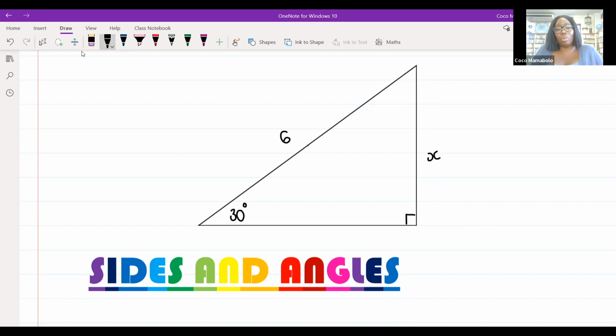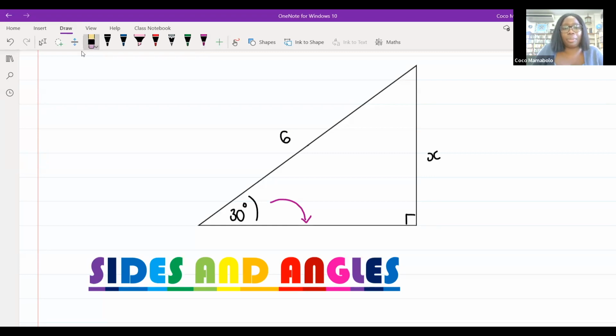All right. I want to find the side X. Now, there are a couple of things that we're going to have to do in order to find this properly. First, I'm going to have to label all the sides that I have. So what is this side right next to my 30-degree angle? Who remembers?